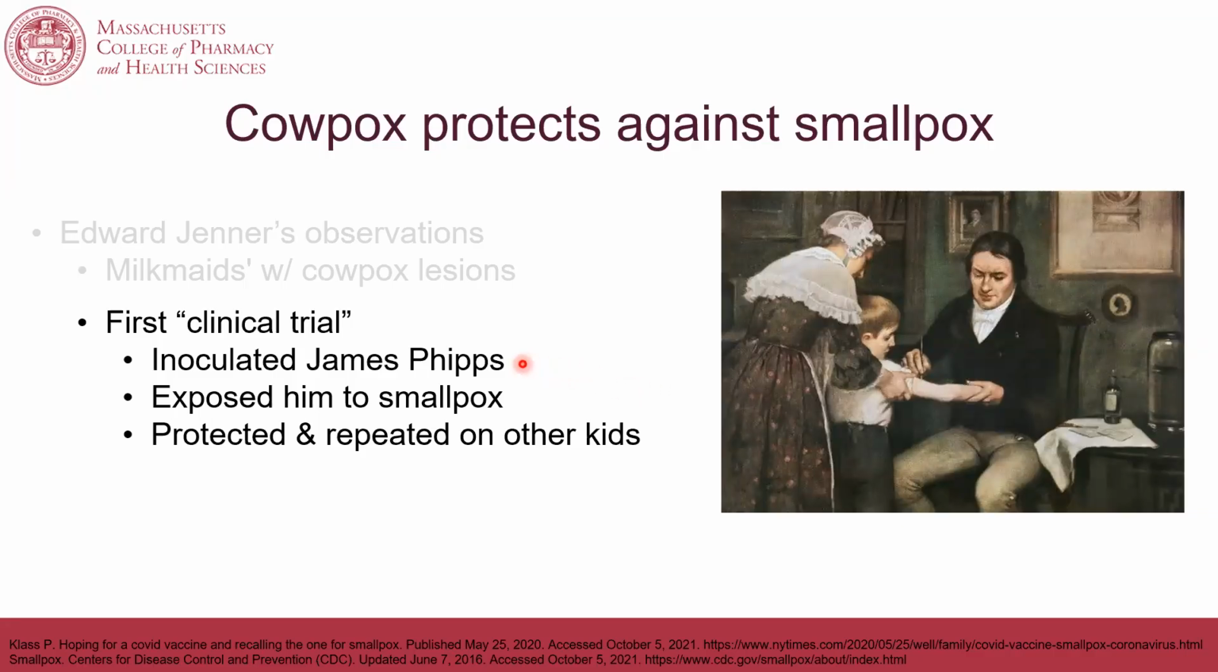He inoculated a boy named James Phipps with the cowpox virus from a lesion from a milkmaid. And then he exposed James to smallpox itself, and he was protected. And Jenner actually repeated this on numerous kids after that. And the key difference, like I mentioned, is that this is the cowpox virus. So these people who were variolated, so to speak, were protected from smallpox and didn't die because it was a cowpox virus that they were using.